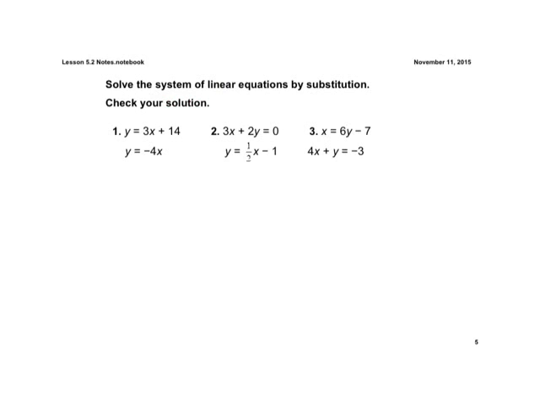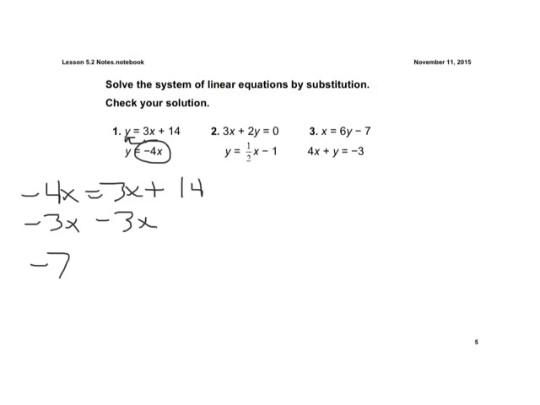All right, we have 3 equations here. Let's do number 1 together. Let's go ahead and substitute equation 2 into 1. So let's go and plug that negative 4x in for y. So what we have is y is equal to negative 4x. So negative 4x equals 3x plus 14. We're plugging that in right here for y. Let's get the x's to the same side. So subtract our 3x. We have a negative 7x equals 14.